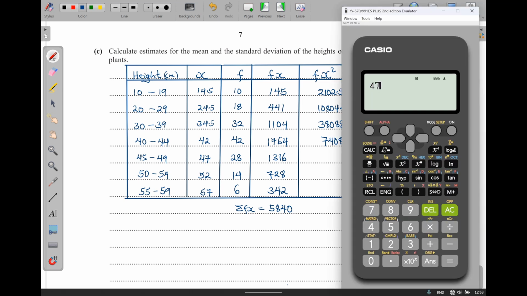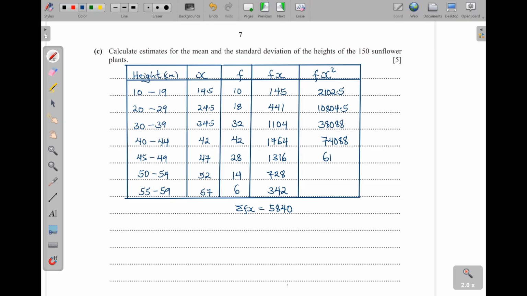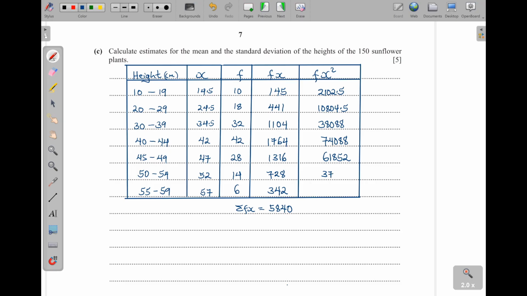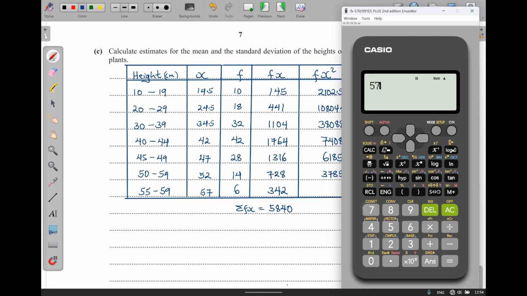Next, 47 squared times 28. That is 61852. 52 squared times 14, 37856. 57 squared times 6, 19494.